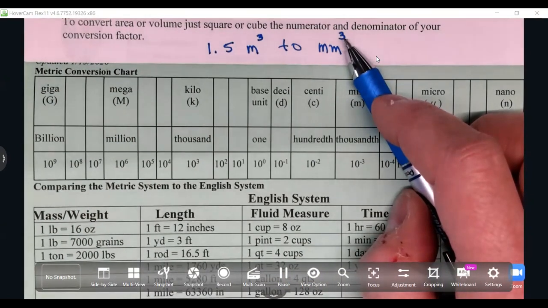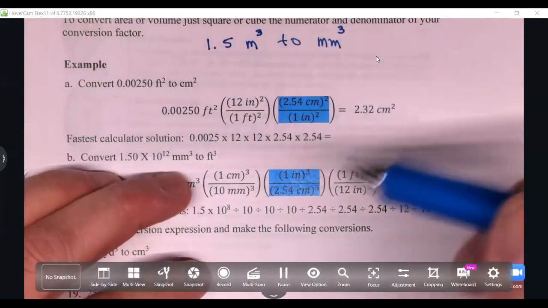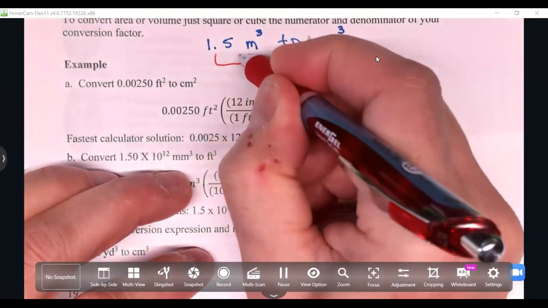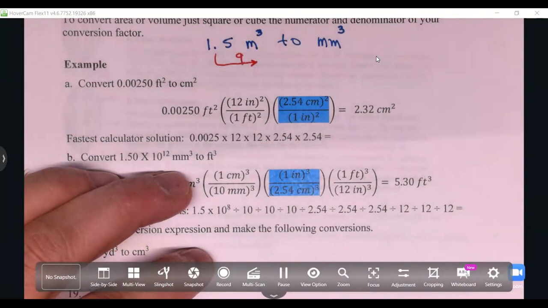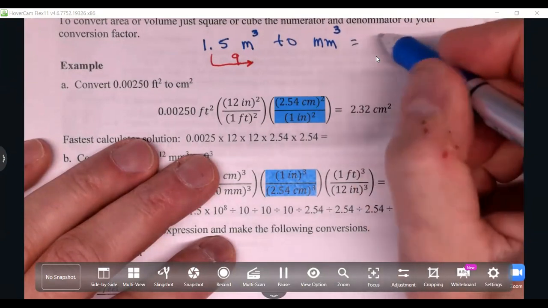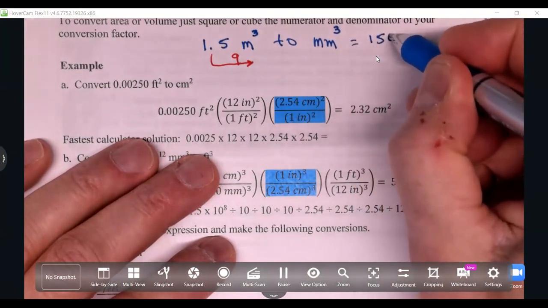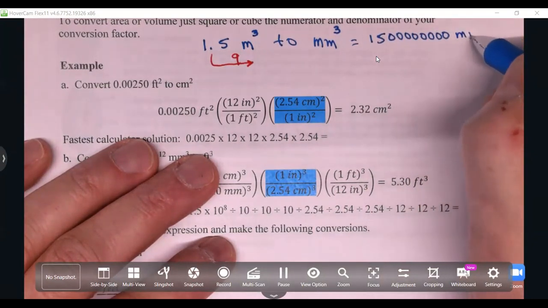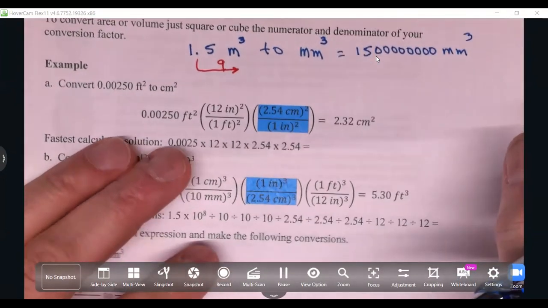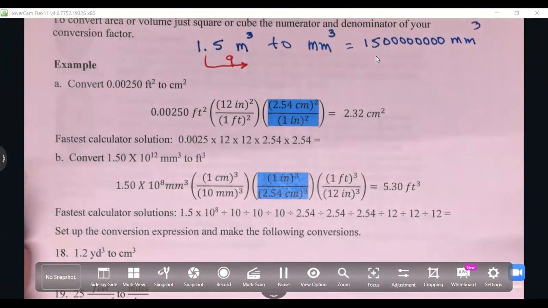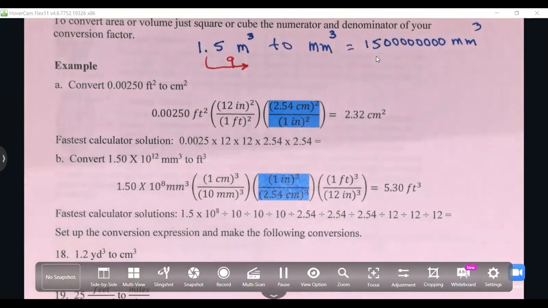There's nothing to it. So I would have to take this decimal point right here to the right 9 places. So 1.5 cubic meters would be the same as 1.5, that's 1, 2, 3, 4, 5, 6, 7, 8, 9 zeros, cubic millimeters. Again, the metric system, you just move the decimal point. Well, here comes that sweet English system. Here we go.